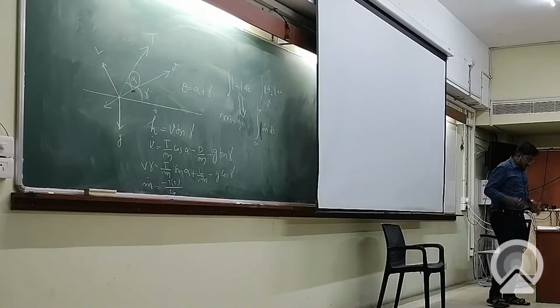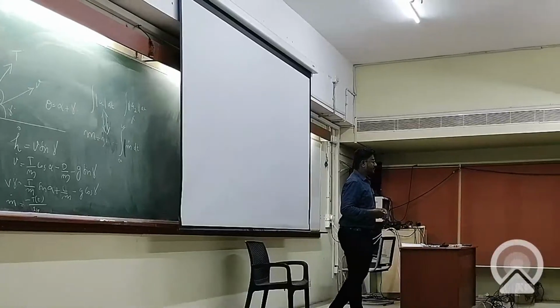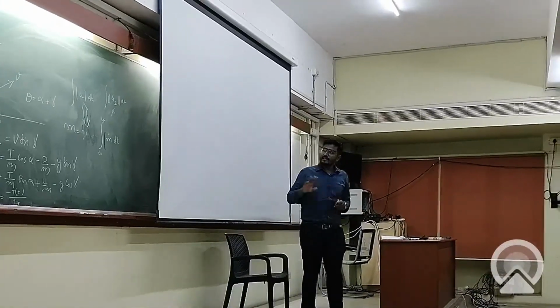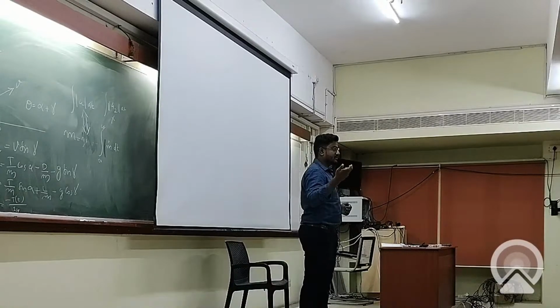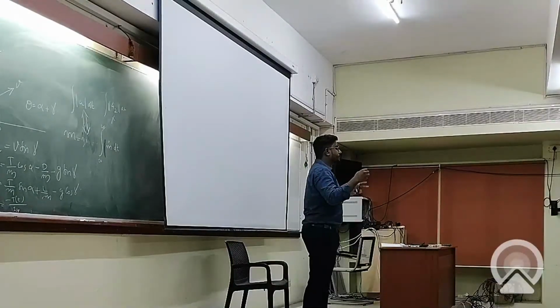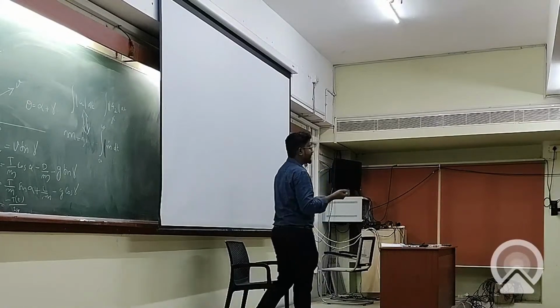Now let me come to the other aspects. Where are we sending these rockets? We are sending these rockets to some orbit, right? They are the targets. How do you define an orbit? We need a definition of the target, right? How do you define an orbit?